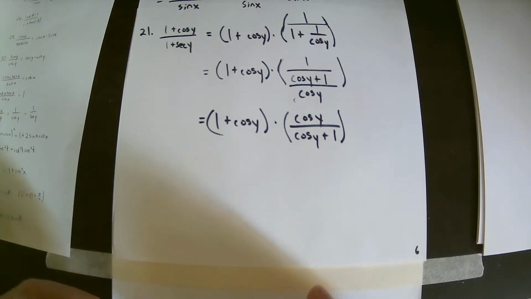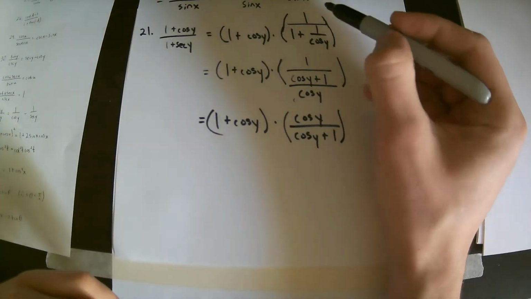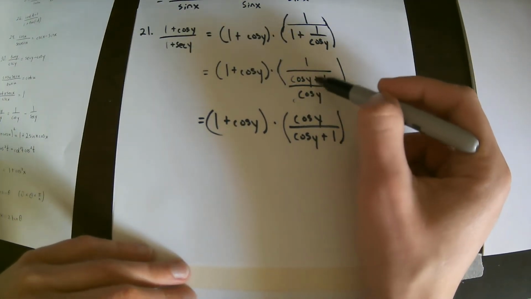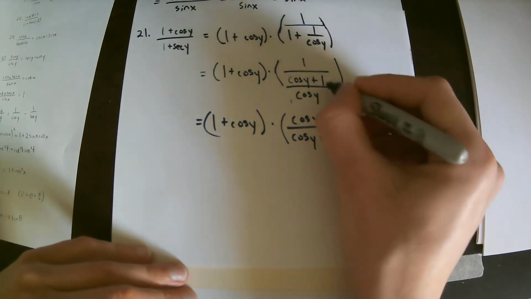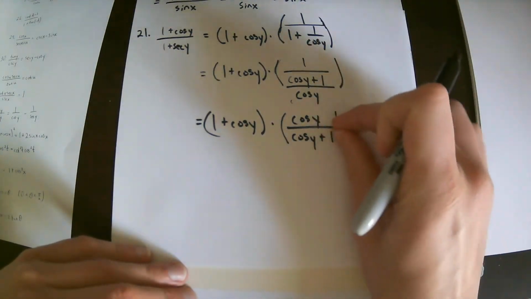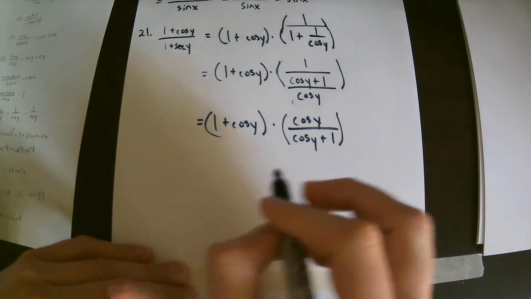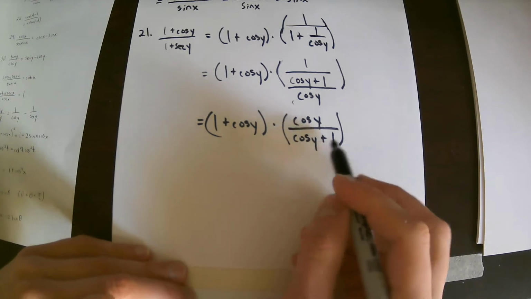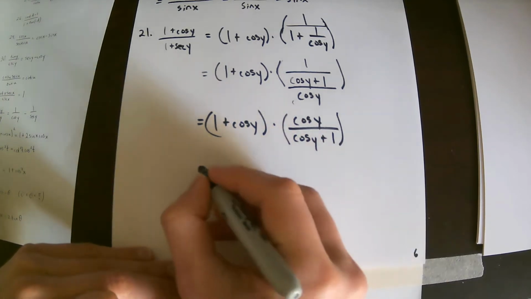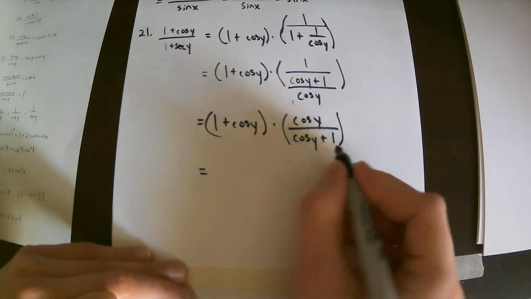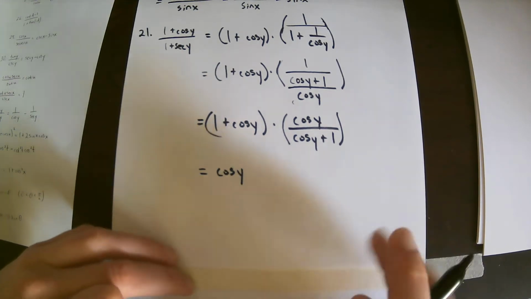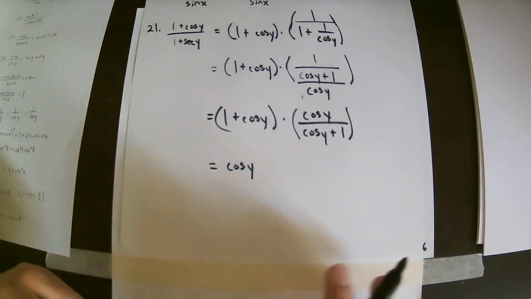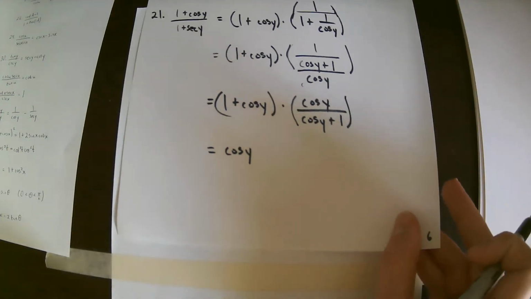This is an interesting one. So I got my common denominator, so now I can flip. 1 over this fraction is the same as the fraction upside down. And now you can see that this and this are going to cancel, right? 1 plus cosine is the same as cosine plus 1. So those are going to cancel, just leaving me with cosine y. They only cancel because they're exactly the same. That was a good one.